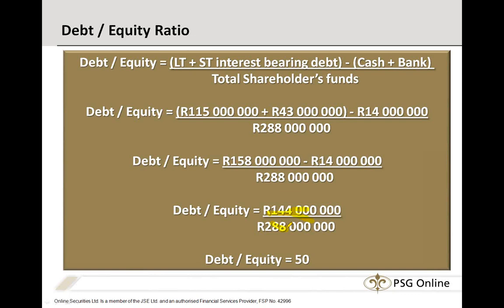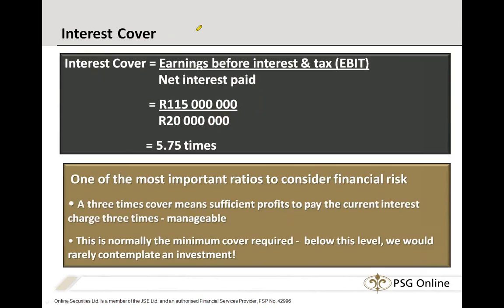Is that good or bad? What's important is, is it manageable? Can we pay the debt back? That's why we prefer to look at interest cover. We've got our earnings, our profit, divided by our net interest. So obviously we've got interest being received and interest being paid out.